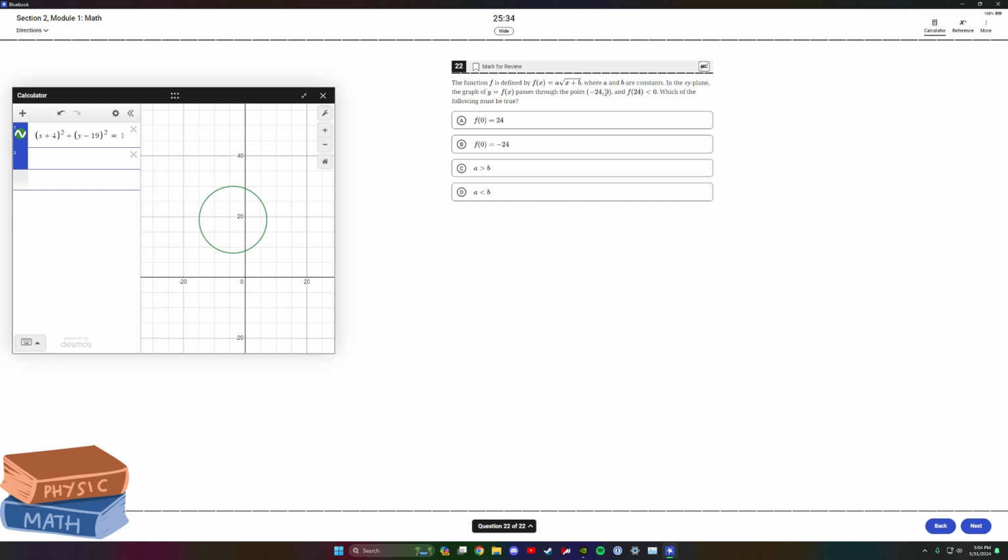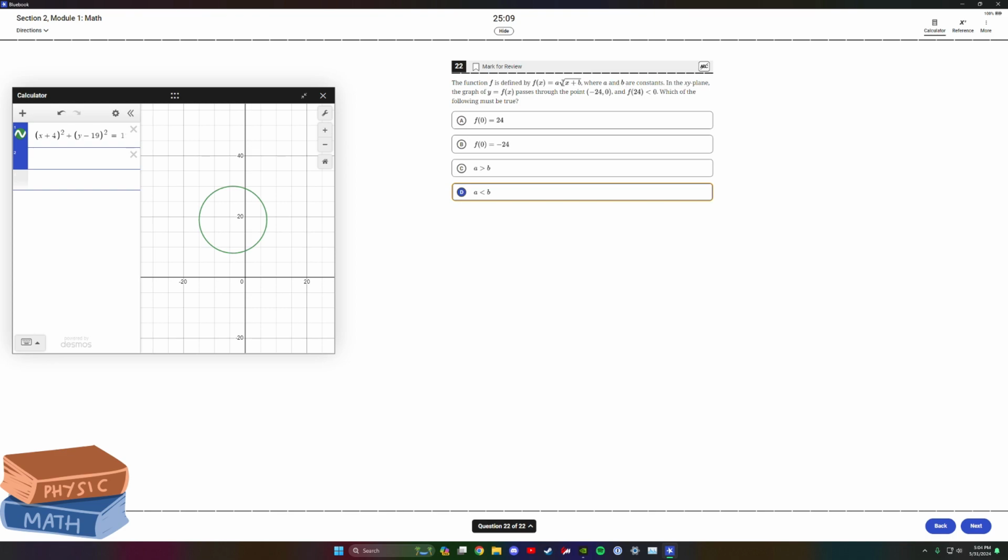Passes to the point -24, 0. So if we plug in -24 into x, we get 0. So that means b has to be positive 24. And if we plug 24 into x, we get something small. So a has to be negative. So b has to be positive 24, and a has to be negative.